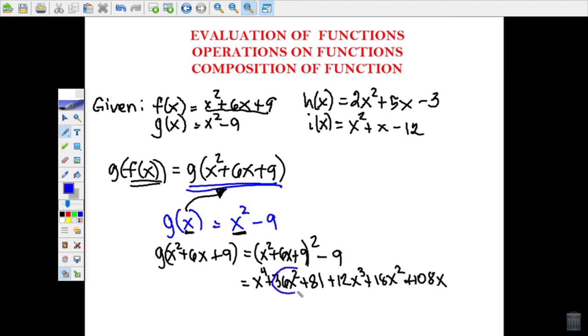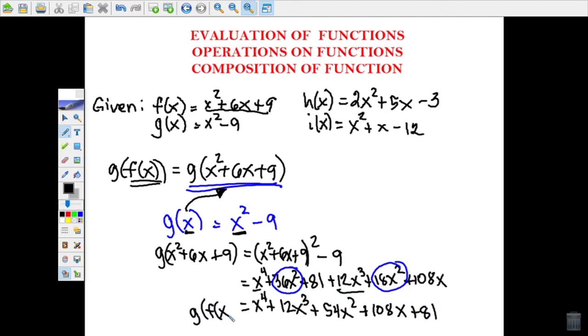Then, ano yung pwede natin i-add dyan? Combine. Ito, yung x squared. So, 36 plus 18, that would become 54. So, x raised to 4 plus 12x cubed. Ito, may 12x cubed dito, may x raised to 4. Then, plus 54x squared. Then, we have also here, plus 108x. Then lastly, we have plus 81. So therefore, that would be the value of g of f of x.